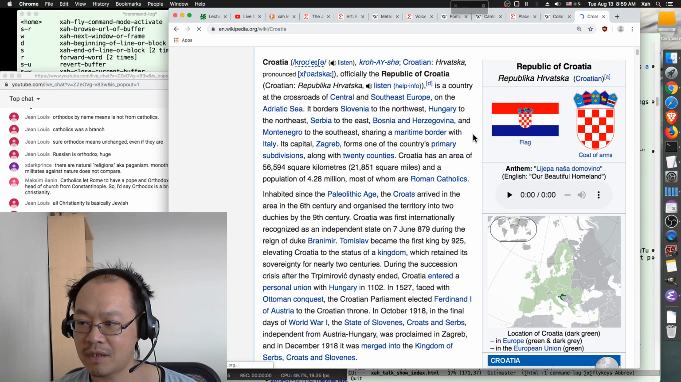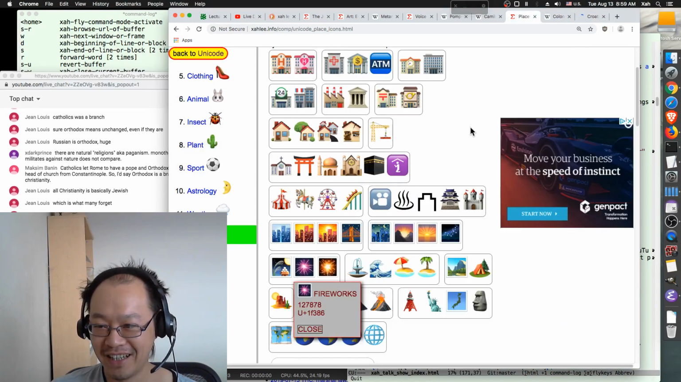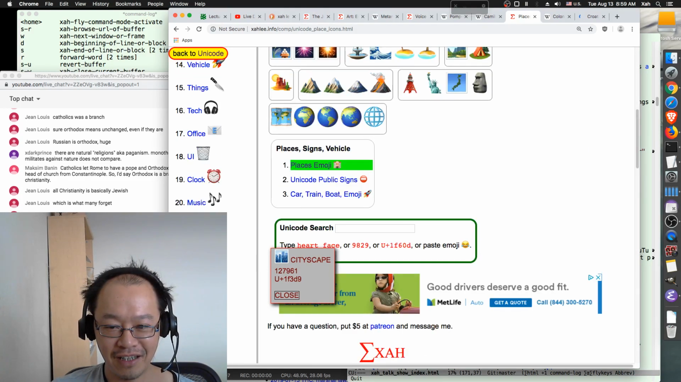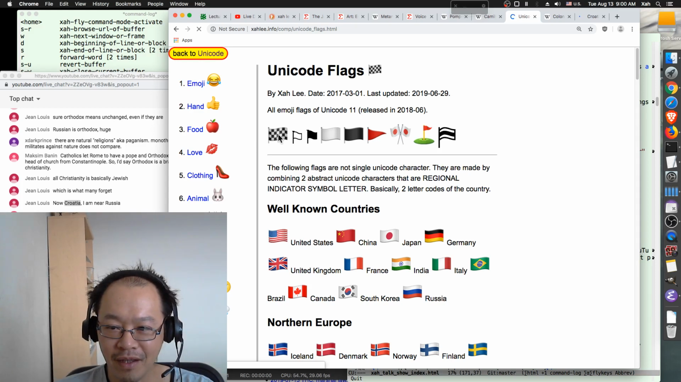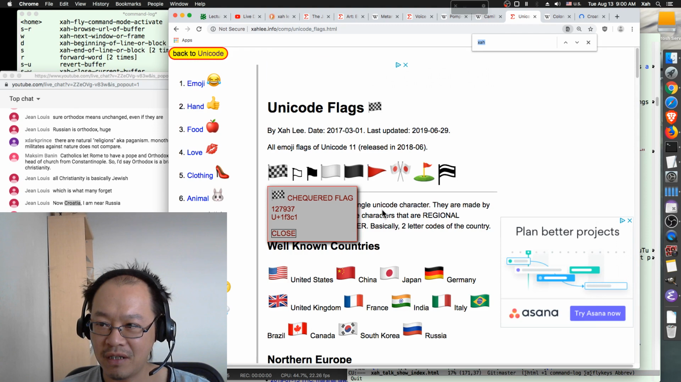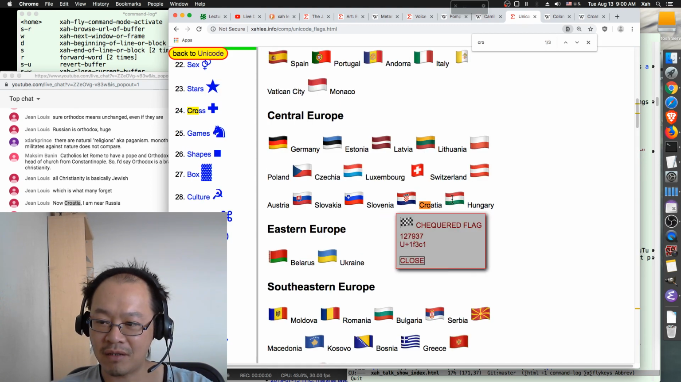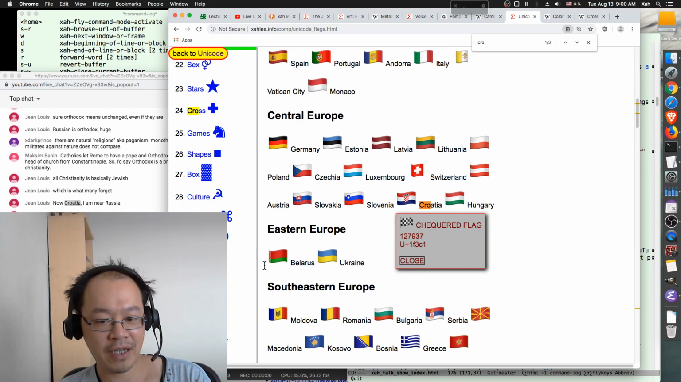You got this, race cars theme motif in the middle. That is this flag. So let's see if we have CRO. Oh yeah. So that's a Croatia flag.